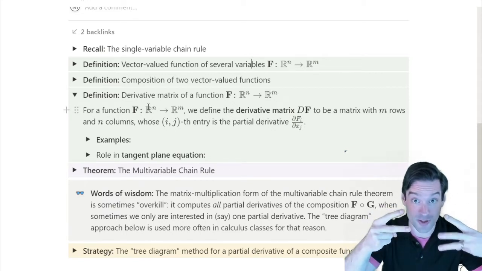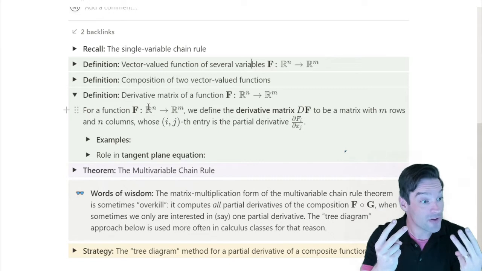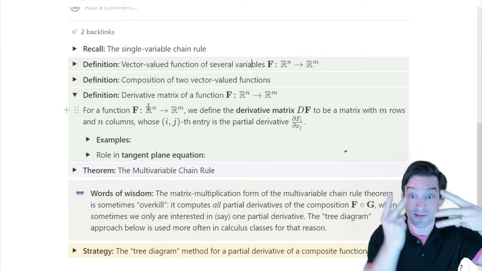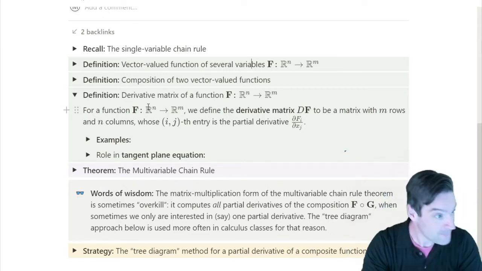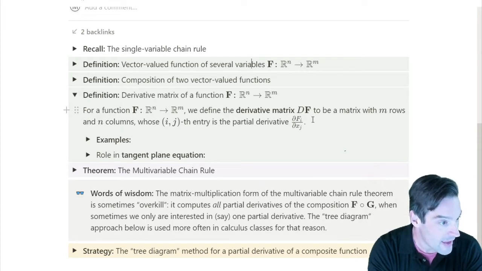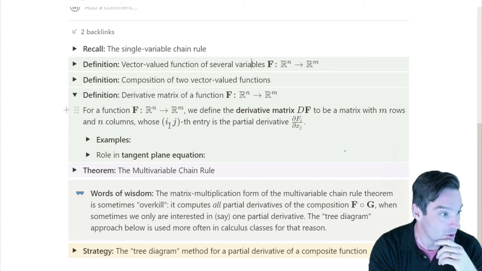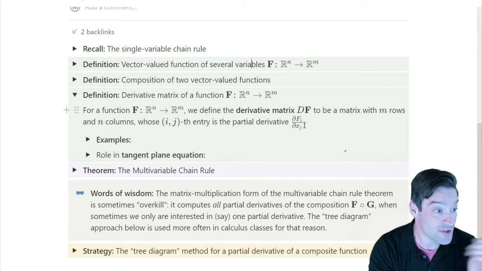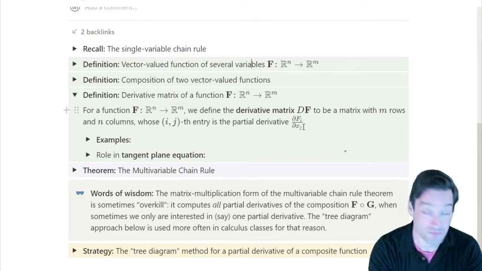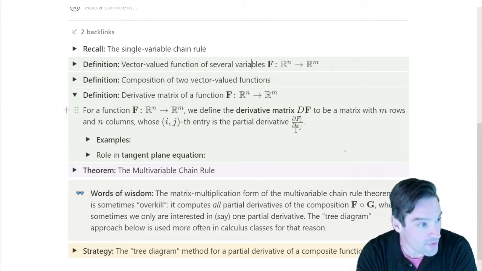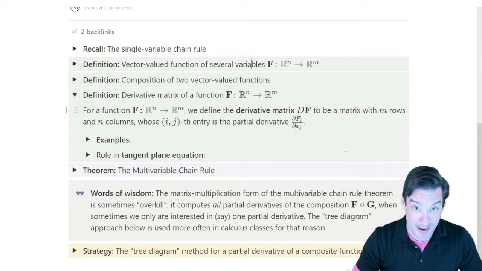If it goes from 2-dimensional space to 3-dimensional space, then its derivative matrix is going to have 3 rows and it's going to have 2 columns at the end of the day. And the entry in the matrix at the ith row, jth column position is just the partial derivative of the ith component of F with respect to the jth input variable. So the derivative of the ith component of F with respect to the jth input. So we can represent the derivative by a matrix.